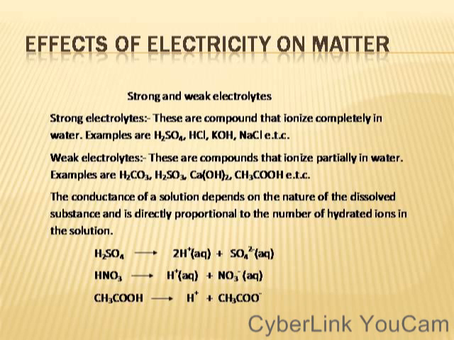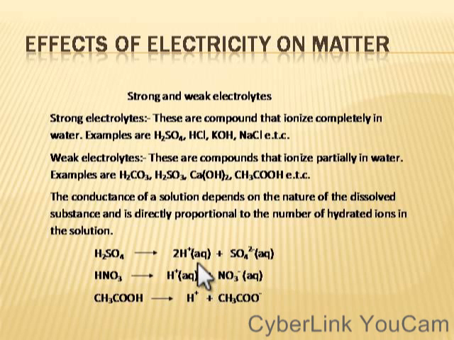As we have seen here, you can see H2SO4 there. When it ionizes, it gives 2 hydrogen ions and then 1 sulfate ion. That means it has 3 hydrated ions. The trioxonitrate(V) acid, HNO3, when it ionizes, has only 1 hydrogen ion and then 1 nitrate ion. So it has 2 hydrated ions. While in the ethanoic acid here, you see it has 2 hydrated ions.